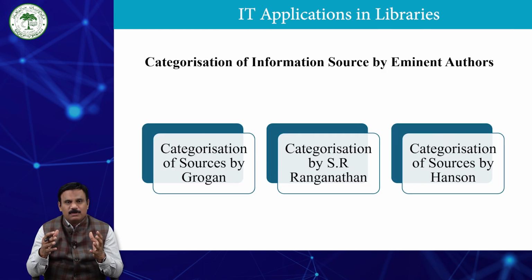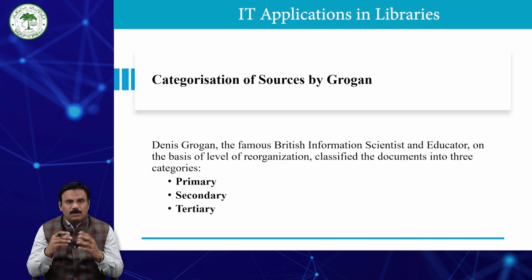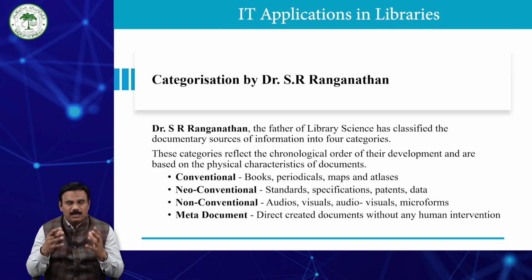Now let us see how different eminent authors categorize the information sources. The categorization of sources done by Grogan, by S.R. Ranganathan, and by Hanson. According to Grogan, the famous British information scientist and educator, he classified documents into three categories. One is primary, another is secondary, and the third one is tertiary.